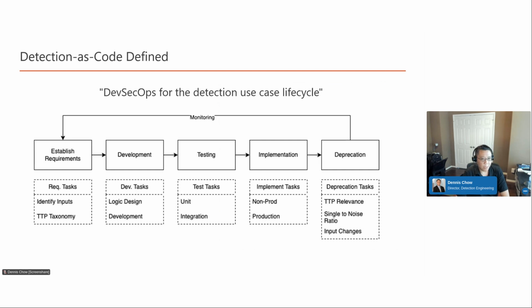So what do we need to know about detection as code? It's really DevSecOps for the detection use case lifecycle. For those of you that are already in detection engineering or a role specific to that, you might see a lifecycle similar to this. You're getting requirements, you're creating the development of that detection, and then you need to figure out how to do it testing-wise and finally implement and deprecate it over its complete lifecycle.